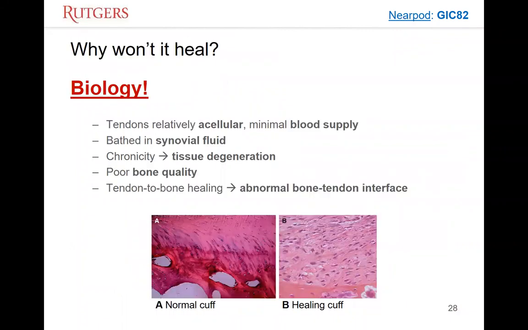So why don't these repairs heal is the big question. Are the patients being too active postoperatively? Are the materials that we're using of poor quality? Are we just doing a bad job as surgeons? Possibly, but it really comes down to the biology.